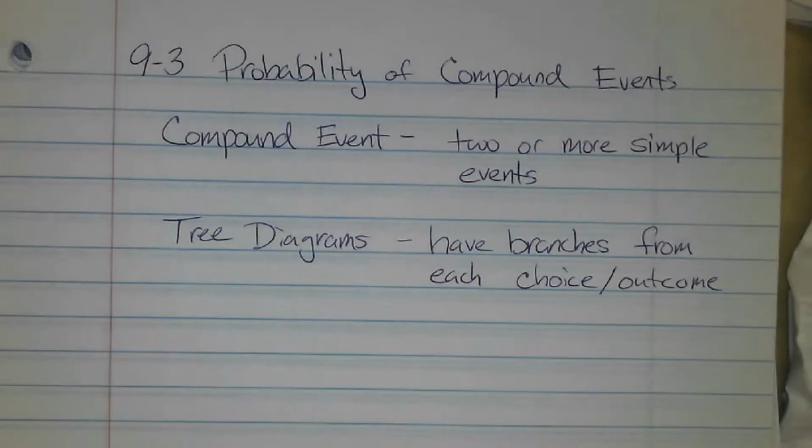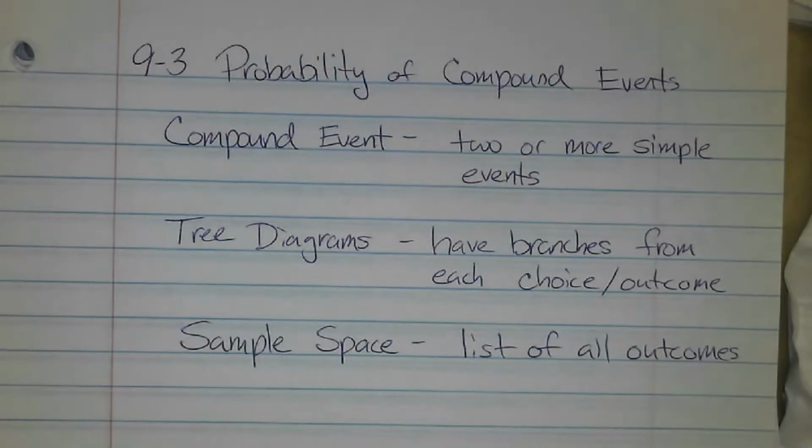Next, we have tree diagrams. Tree diagrams are diagrams of the compound events. They ultimately show you what the sample space is, which we'll get to next. The reason why they call them tree diagrams is because there are branches that come out from each choice or outcome, and the best way to show you this is for me to show you an example of what one looks like. So we'll get into this definition more once we show an example.